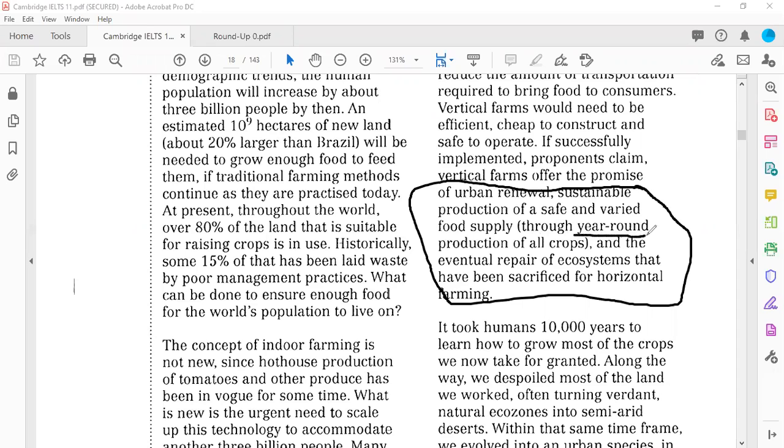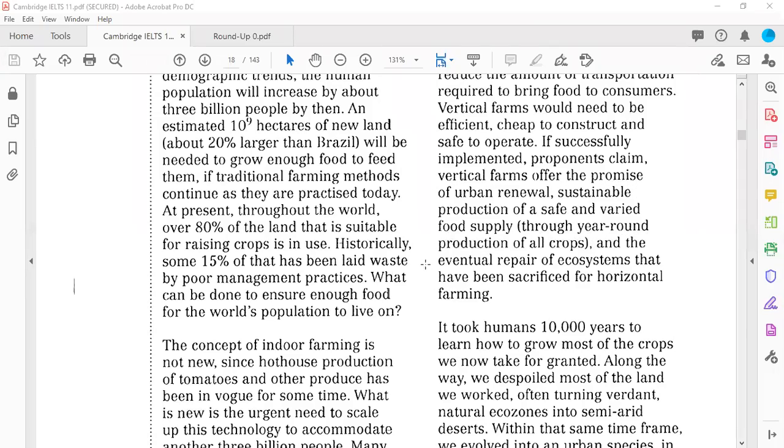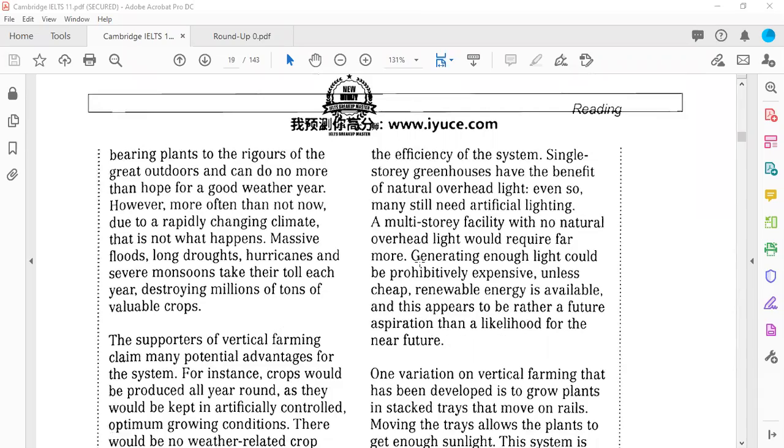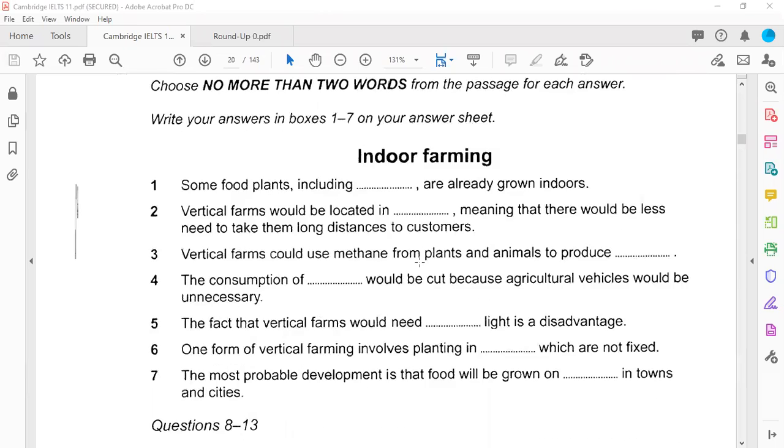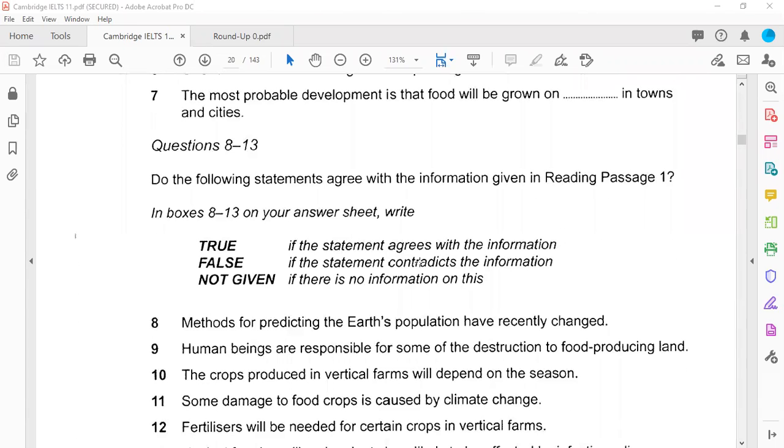Year-round production of all crops. Which means right around the year, throughout the year, all year round. This is false. Number 10 is false.